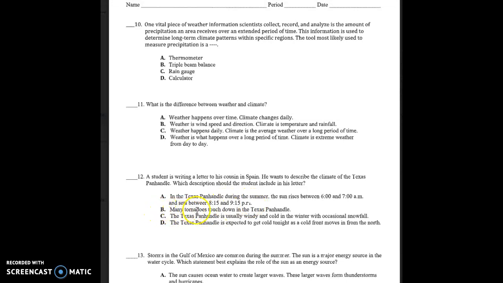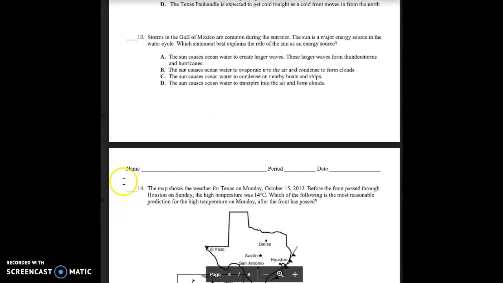B. Many tornadoes touch down in the Texas Panhandle. C. The Texas Panhandle is usually windy and cold in the winter with occasional snowfall. D. The Texas Panhandle is expected to get cold tonight as a cold front moves in from the north.